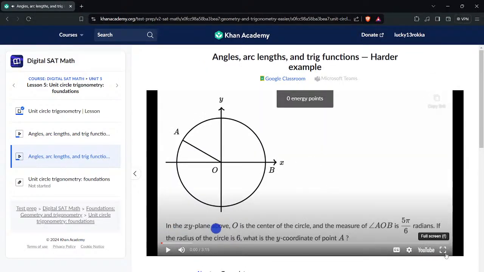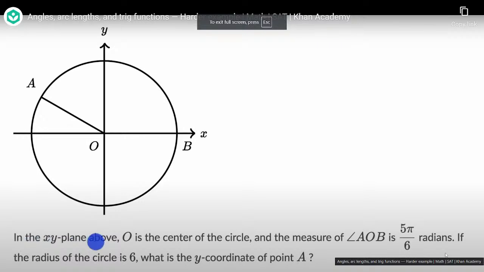In the xy-plane, O is the center of the circle. The measure of angle AOB is 5 pi by 6. If the radius of the circle is 6, what is the y coordinate of point E? So it's 6. We are given angle AOB. So we have 1 pi by 6, 1 by 6 pi. So it's the y coordinate of point E.